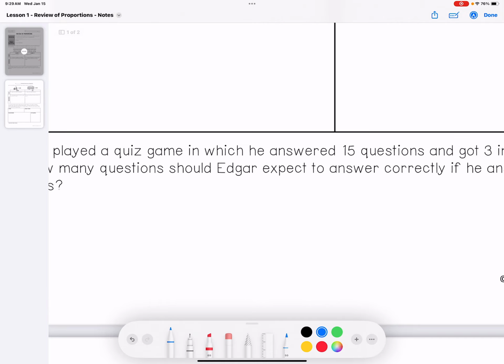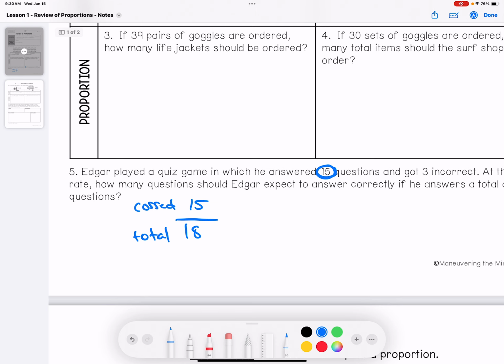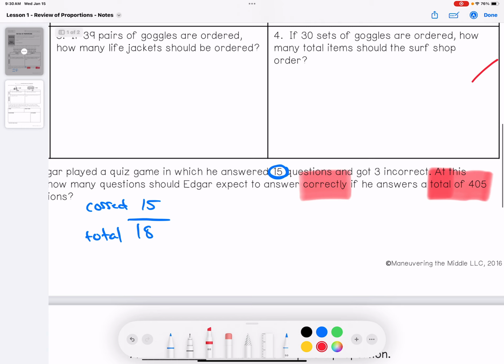So he answered 15 correct. He missed 3. So how many total did he answer? 18. So this is correct. This is total. Why do I need that? Because they want to know how many he got correct if there was a total of 405. So now I'm just going to set up the other. Oops, my bad. How many did he get correct? I don't know, but I do know there was a total of 405.